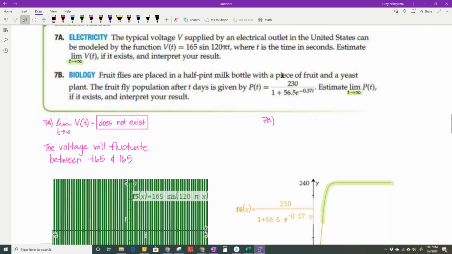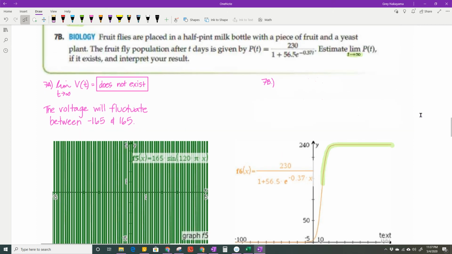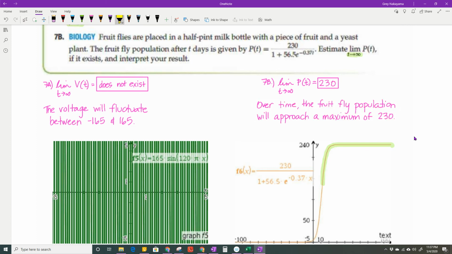So here, I don't know how many of y'all know, but this particular format of a function is called a logistic function. So it's doing this. It's starting down here, and then it grows, and then it levels off. When you look at your graph, it might look like it's 240, but I'm telling you right now, it's going to be that number if you zoom in on your graph or look at the tables. So the limit of the function as I'm going to infinity, which is that way on my graph, is going to be 230. And what does that tell us? Over time, the fruit fly population will approach a maximum of 230 fruit flies.